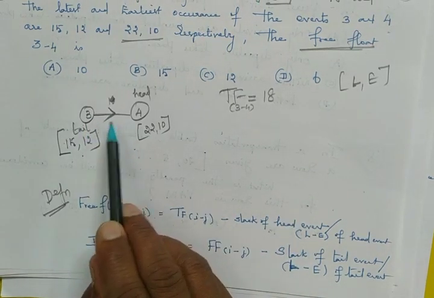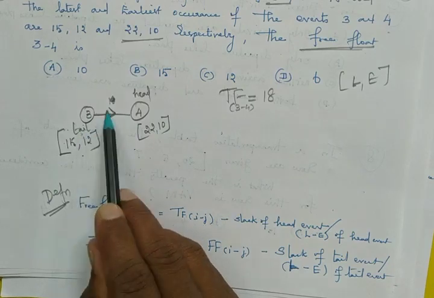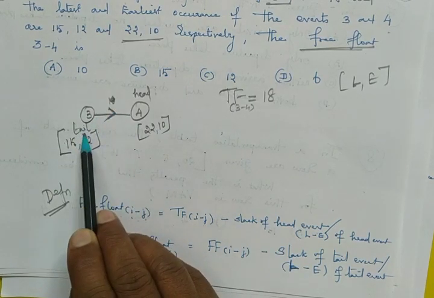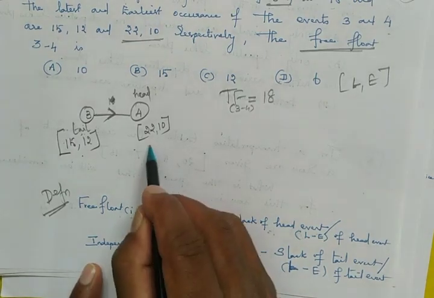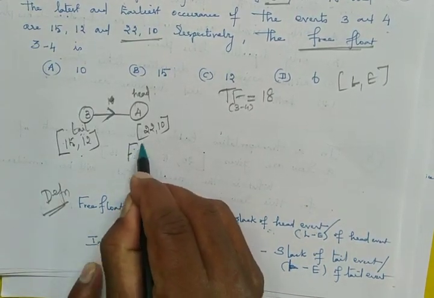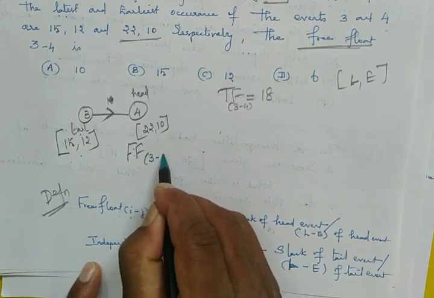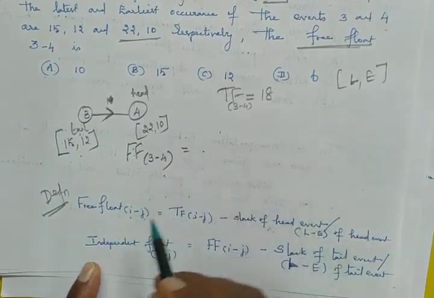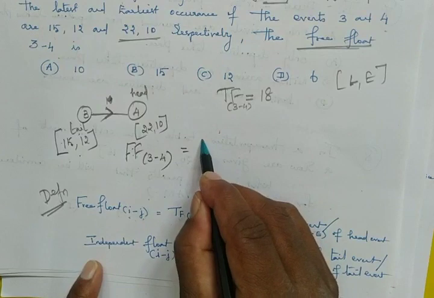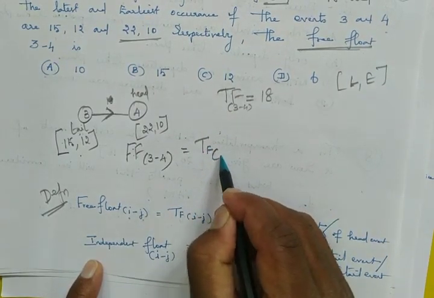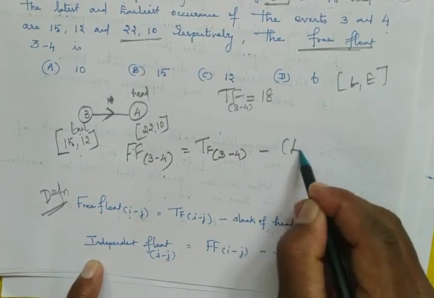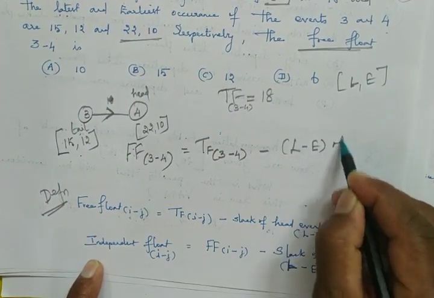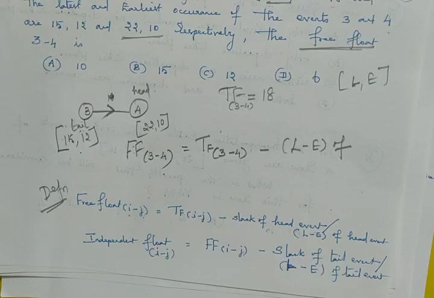Which is the head and which is the tail? I told you very clearly, by seeing the arrow mark you can define that this is the tail and this is the head. Now we want the free float of 3 to 4. To find it, first be clear: total float of 3 to 4 minus L minus E of the head event.